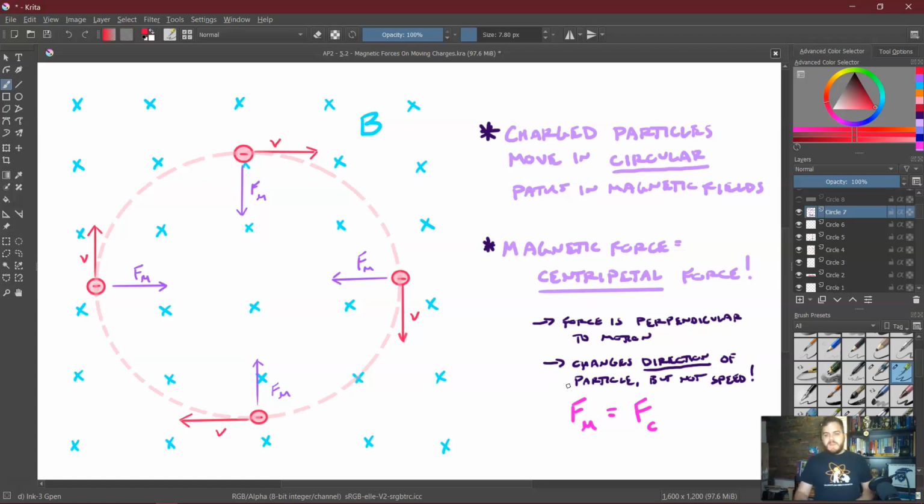And one last thing is that if we know that Fm is equal to the centripetal force, well, what was that equation? Well, this would be qvB. We're going to assume they're perpendicular, so I'm just going to get rid of the sine theta, assume it's full magnitude, and the centripetal force is mv squared over r. And we can use this relationship to solve problems on occasion.